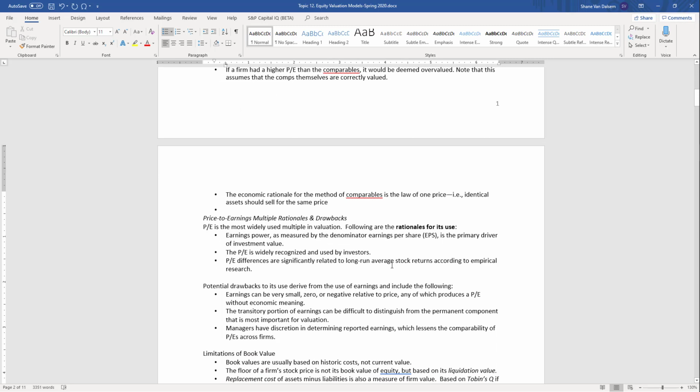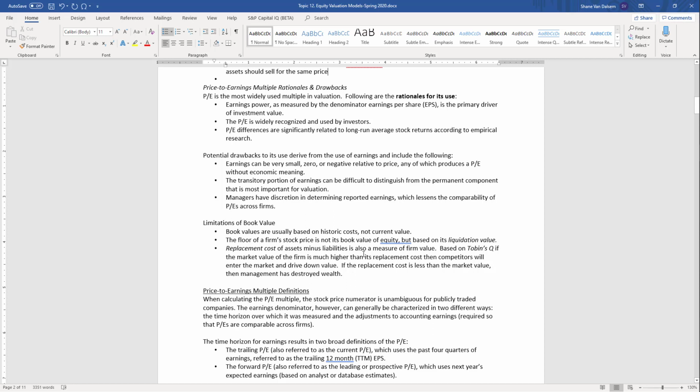Managers have discretion in determining reported earnings, which lessens the comparability of PEs across firms. They can do this by using accruals. They can do this by timing when sales occur, whenever product is delivered. I worked for a company where in my area, the manager did do that. He timed when we would actually deliver goods in order to make our sales and our earnings look very smooth. So managers can certainly affect reported earnings and impact that PE number.